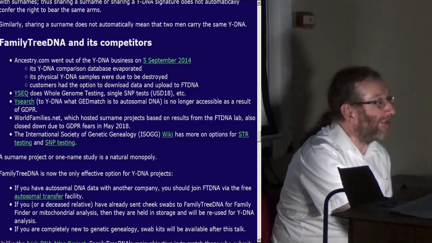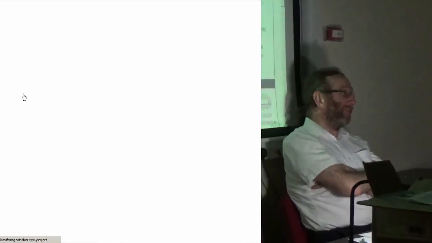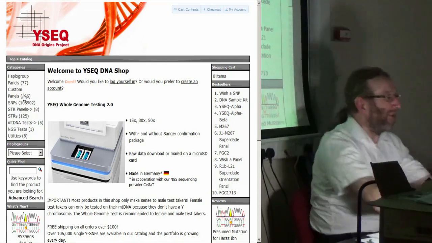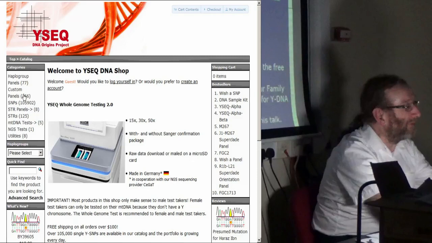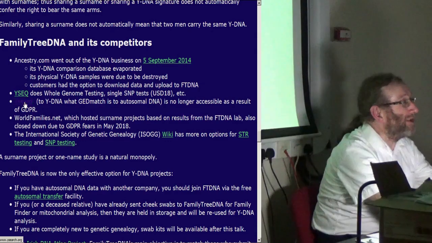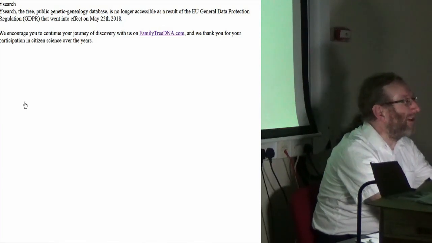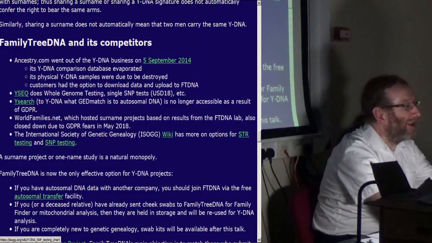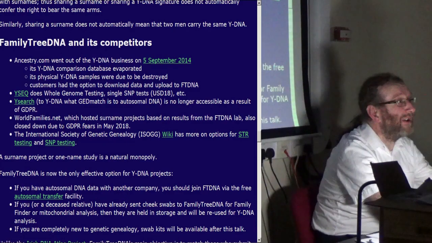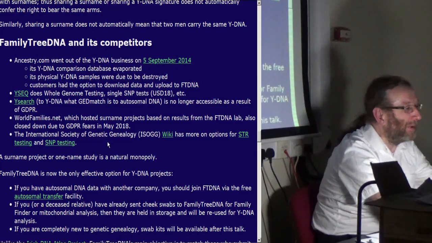There's a company called YSEC, which can be recommended because it does SNP tests for $18, which cost you $39 with Family Tree DNA. It's about the only other one that's competitive with Family Tree DNA. There was a site called YSearch, again a bit like GetMatch. GDPR came along and they decided, we're scared of the European lawmakers, they're going to fine us millions, we're closing down. There was a site called worldfamilies.net. It didn't run a lab, but it hosted projects using Family Tree DNA data. It also decided, we're closing down, we don't want to risk being fined by the data protection gods in Europe.